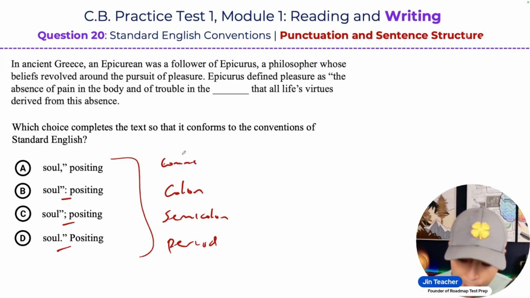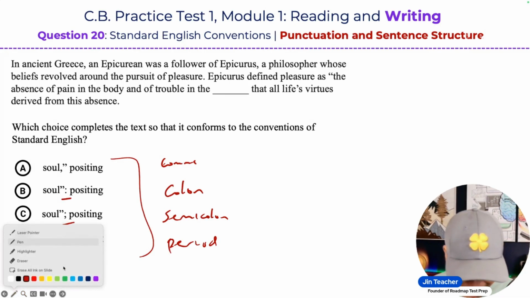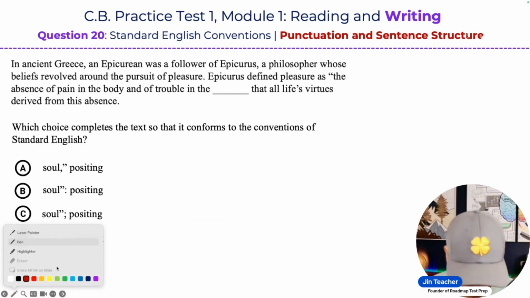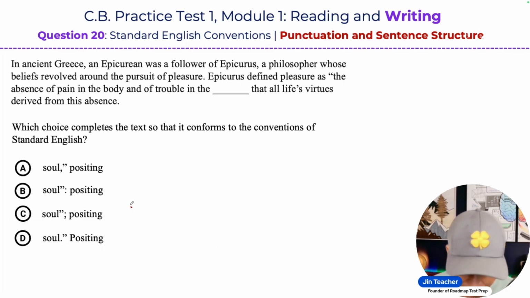So we know that we're being tested on punctuation marks, right? And almost always when we're being tested on punctuation marks, we're going to be tested on sentence structure as well. So sentence structure is basically how the sentence is built, right?